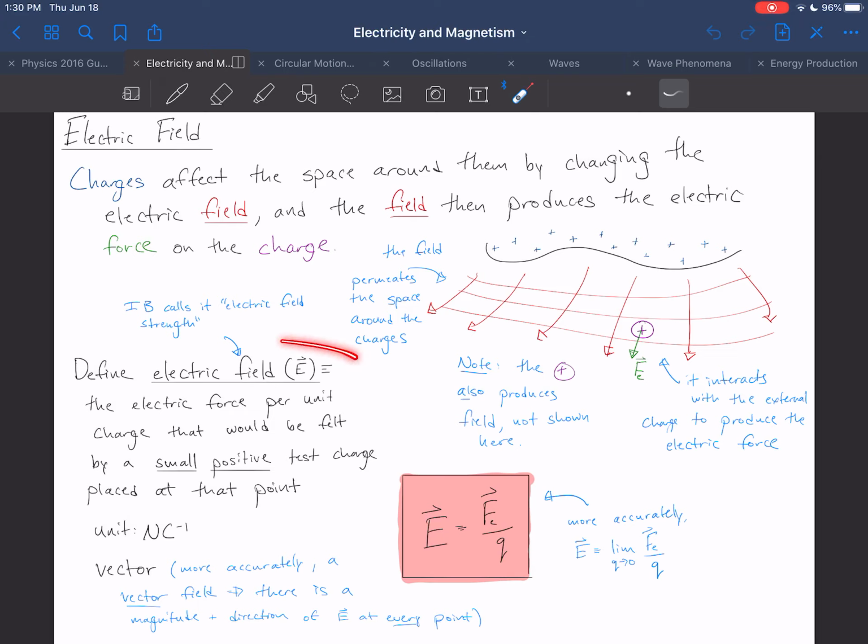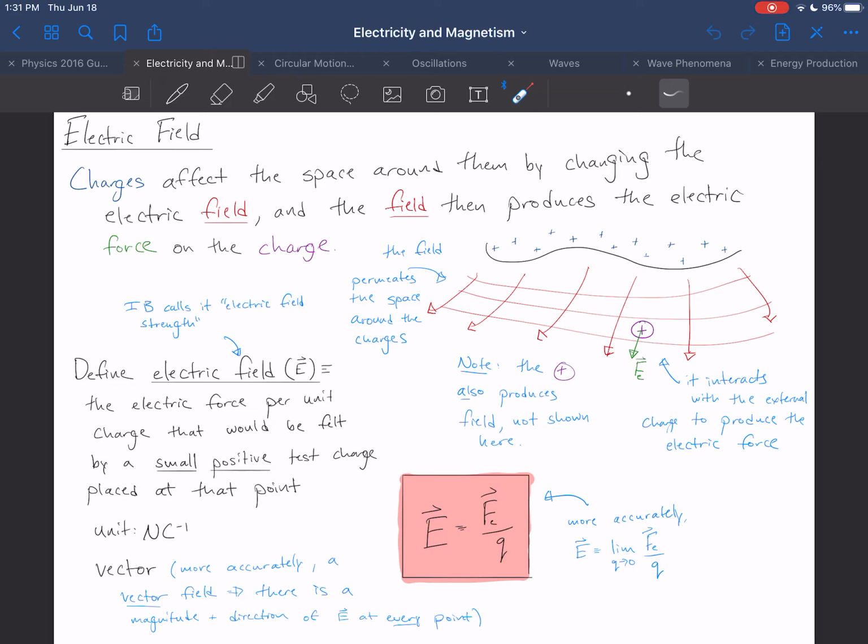So the electric field is a vector, and the formal definition is that it is the electric force per unit charge, that's important, that would be felt by a small positive test charge placed at that point. We're going to unpack this. This is a weird definition, okay? But we'll unpack it. It's the electric force per unit charge that would be felt by a small positive test charge placed at that point.